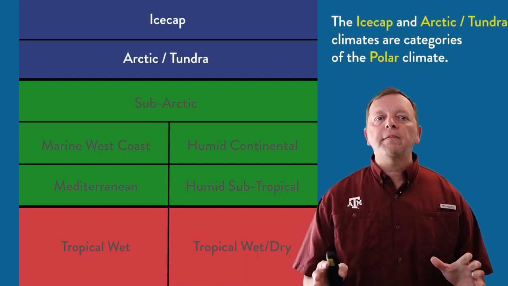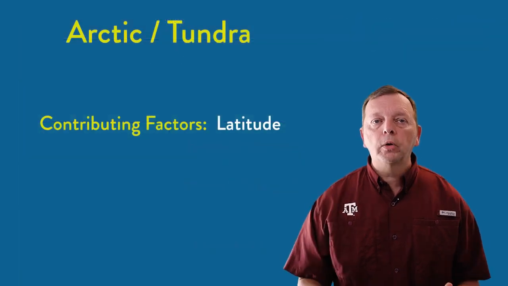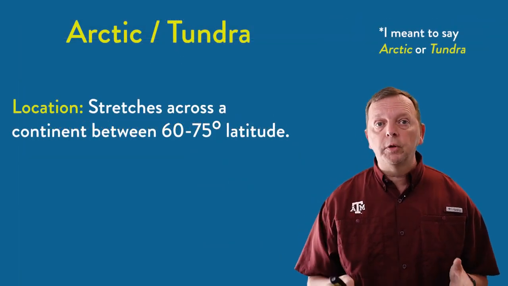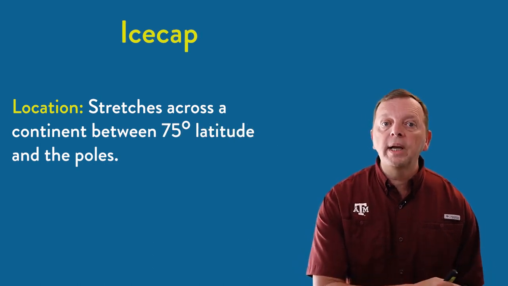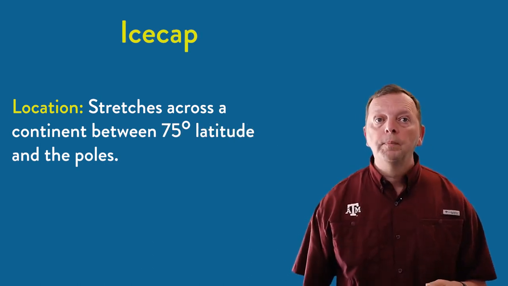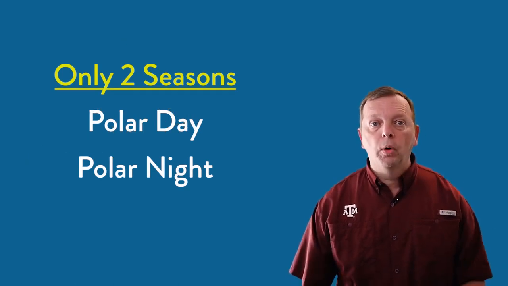The overriding climate factor here of both of these climates is latitude. The polar climate is found between 60 and 75 degrees latitude, and the ice cap climate is found between 75 degrees and the North or South Pole. Both of these climates really only have 2 seasons, polar day and polar night.